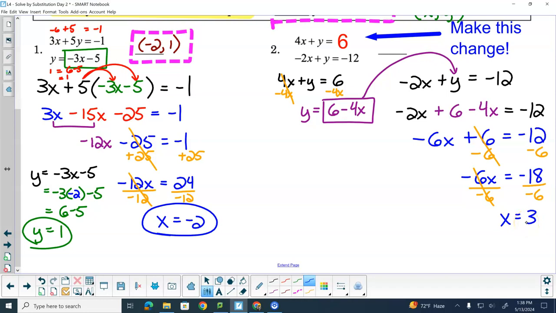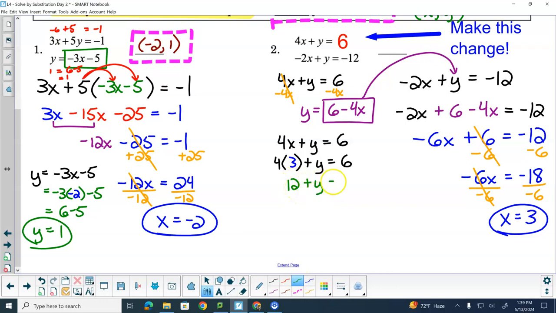But what are we going to do next? Put that x in. Put that x in where? Which equation do you want to go in, top or bottom? Top one? Okay, that's fine. We can go right into this top one again. So that's going to be 4x plus y equals 6. So that's 4 times 3 plus y equals 6, so that's 12 plus y equals 6.